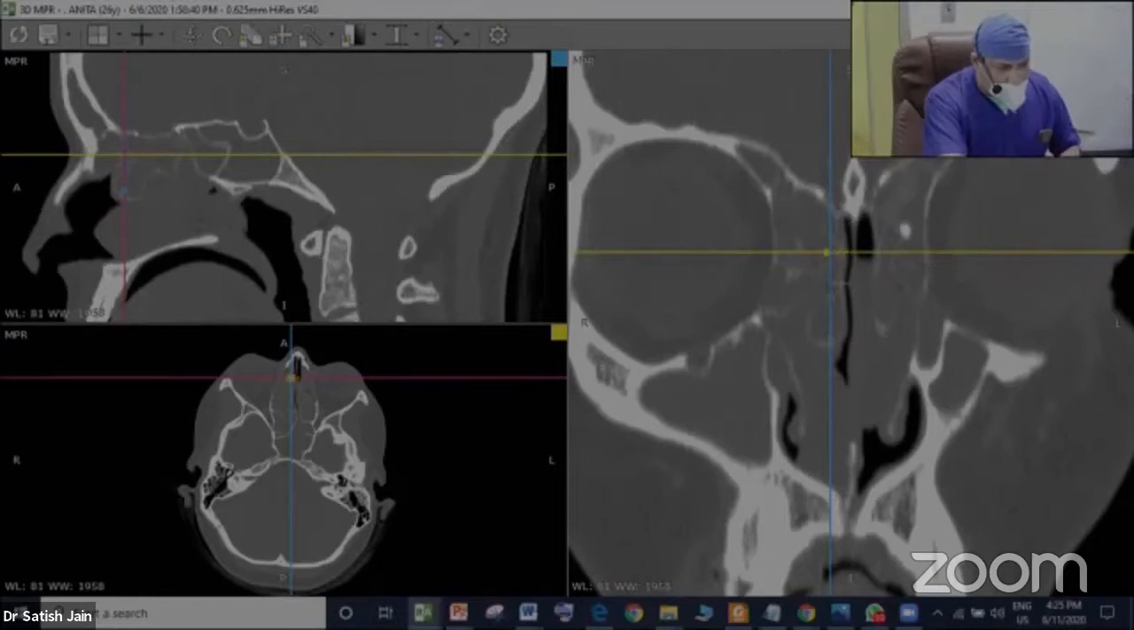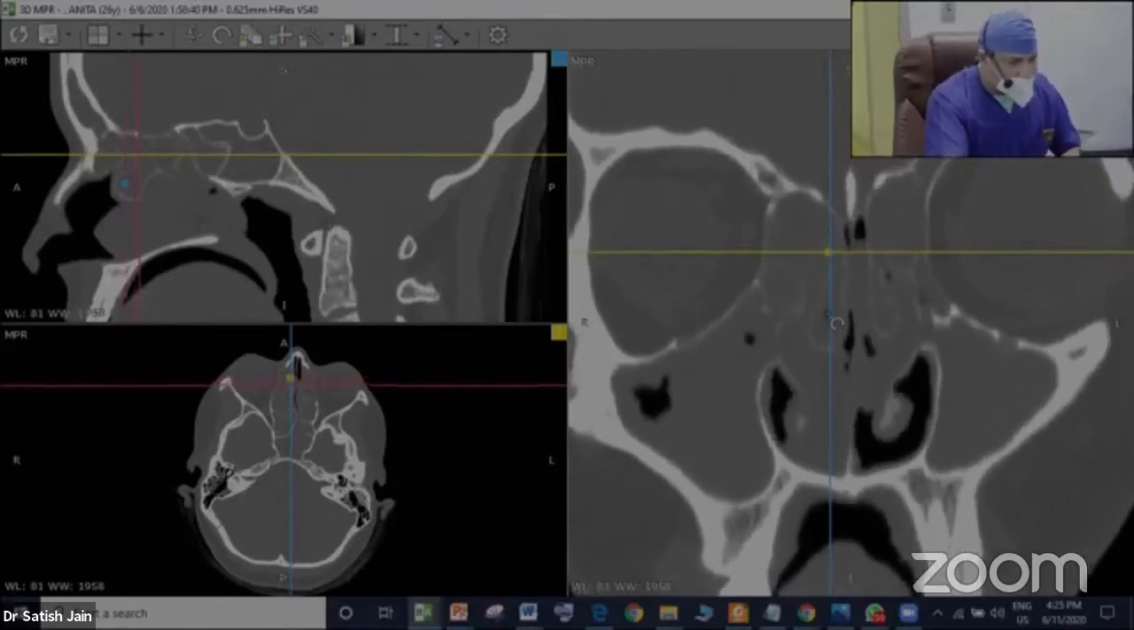And the important structure here coming down from the cribriform on both sides is the middle turbinate, and it looks like they are also full of secretions or discharge, whatever, completely opacified. So that's how you have to run the CT scan. The idea is how to go about.